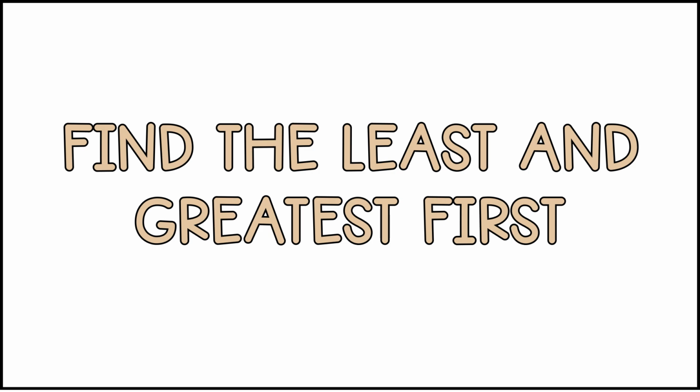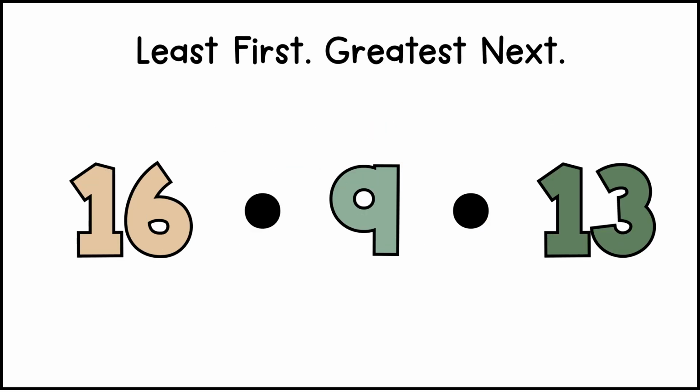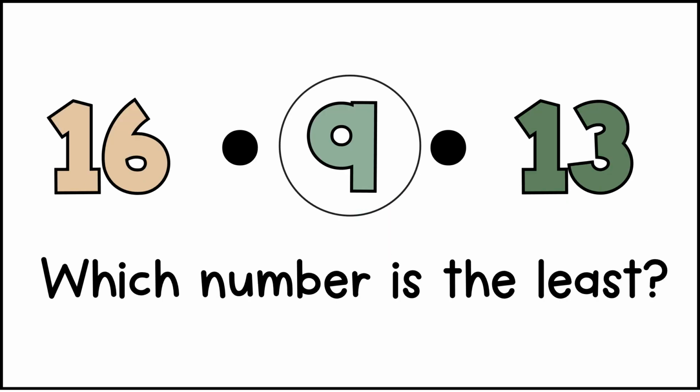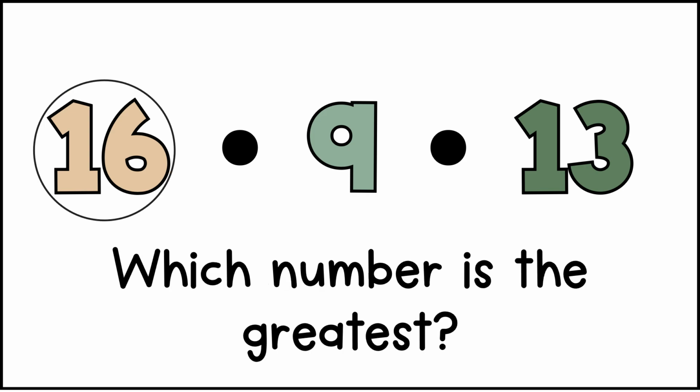The fifth strategy gives students a simple process for ordering 3 numbers. Show 16, 9, 13. Instead of asking students to rearrange all 3 numbers at once, ask, which number is the least? Which number is the greatest?